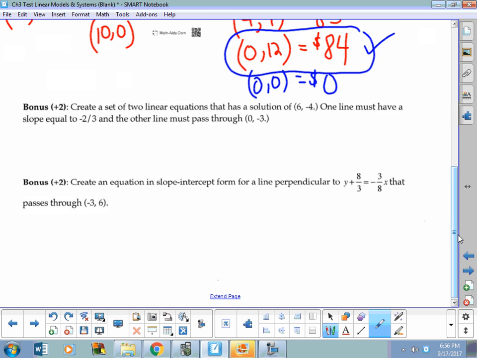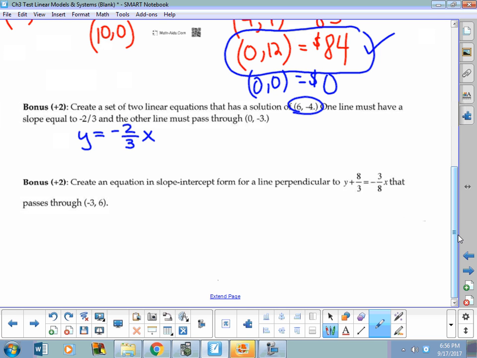Create a set of two linear equations that has a solution of 6, negative 4. All right, let's do this. In one line, one slope has got to be negative 2/3 x. All right, that'll be my first one. Take care of that. But I need this line to go through 6 comma negative 4.